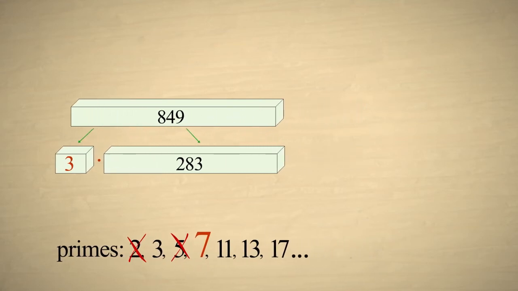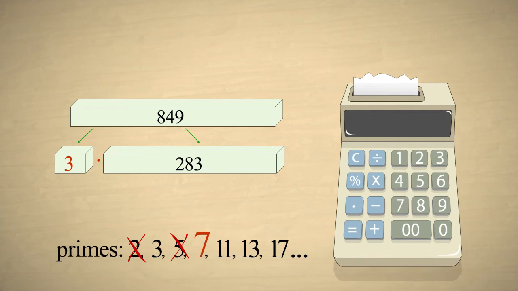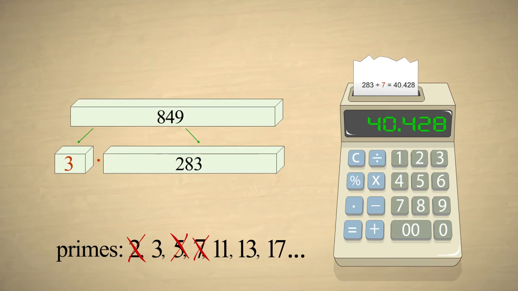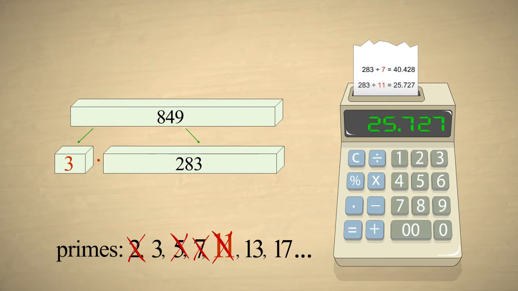Here is where a calculator comes in handy. Factors must divide evenly into the number being factored. Therefore, dividing by any valid factor must result in an integer. However, if we divide 283 by 7, we don't get an integer. So 7 is ruled out as a factor. The same is true for the next two primes, 11 and 13.